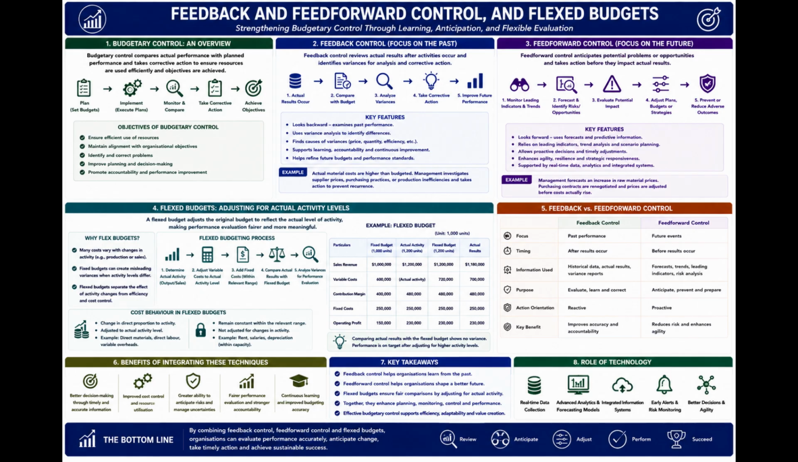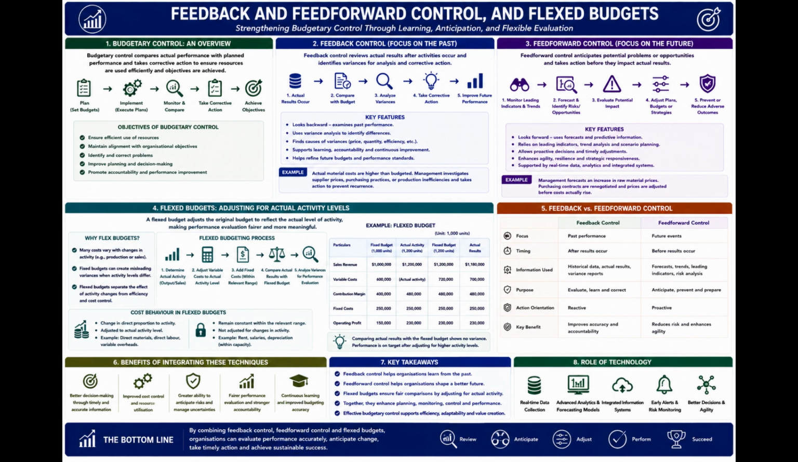Feedback control is a traditional form of budgetary control that focuses on reviewing actual results after activities have occurred. Managers compare actual revenues, costs, profits, and operational performance against budgeted expectations and identify variances. Significant differences are investigated to determine their causes and implications.